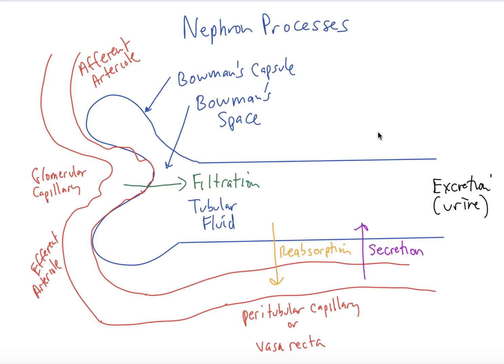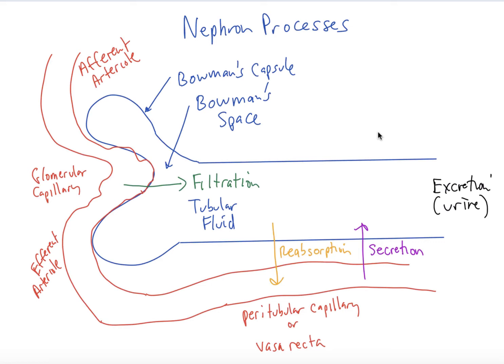And this arteriole then leads to another capillary bed, either the peritubular capillary, that's the kind of capillary that wraps around the tubule, or what we call the vasa recta, which has a hairpin turn like the loop of Henle and goes along with that. In either case, these are both capillaries, and eventually they end up delivering their blood to the renal vein.